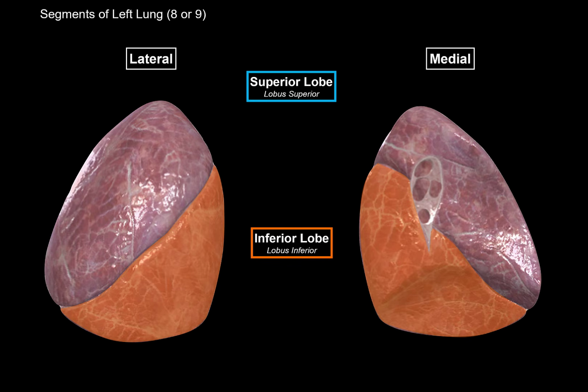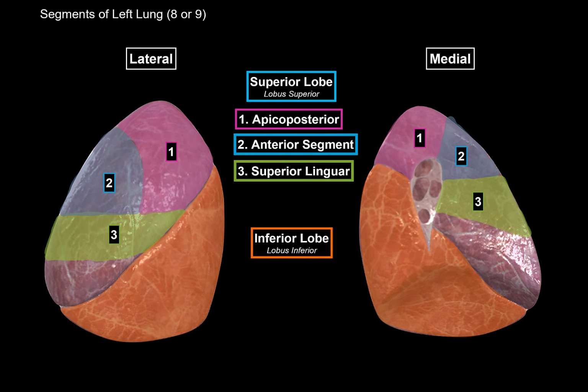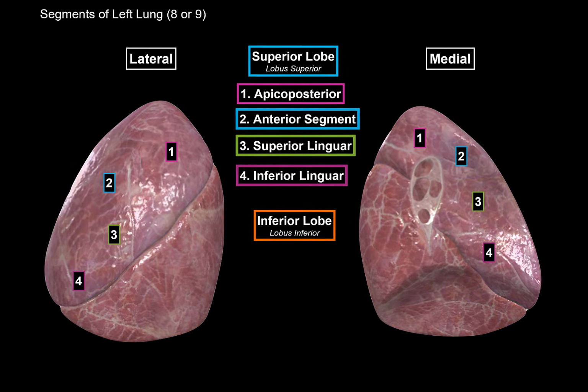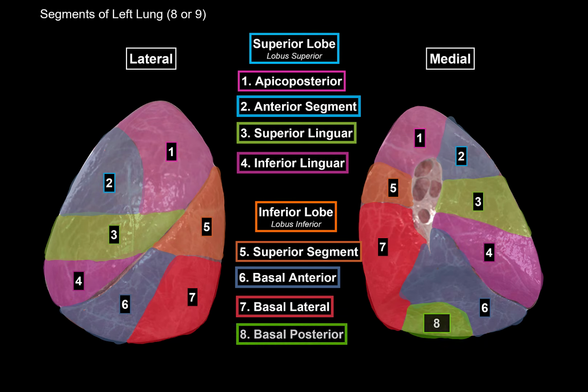So the superior lobe consists of the apico-posterior segment, anterior segment, superior lingular, and inferior lingular segments. The inferior lobe is divided into the superior segment, basal anterior, basal lateral, and basal posterior segment, giving a total of 8 segments.